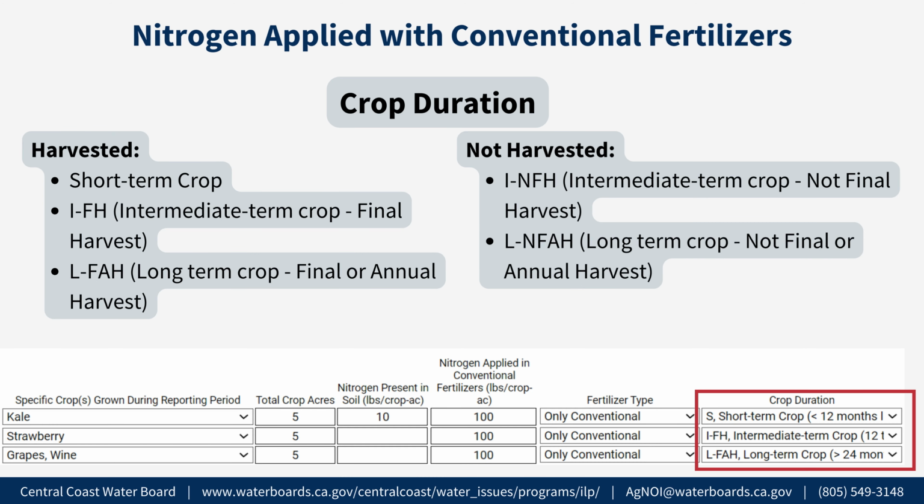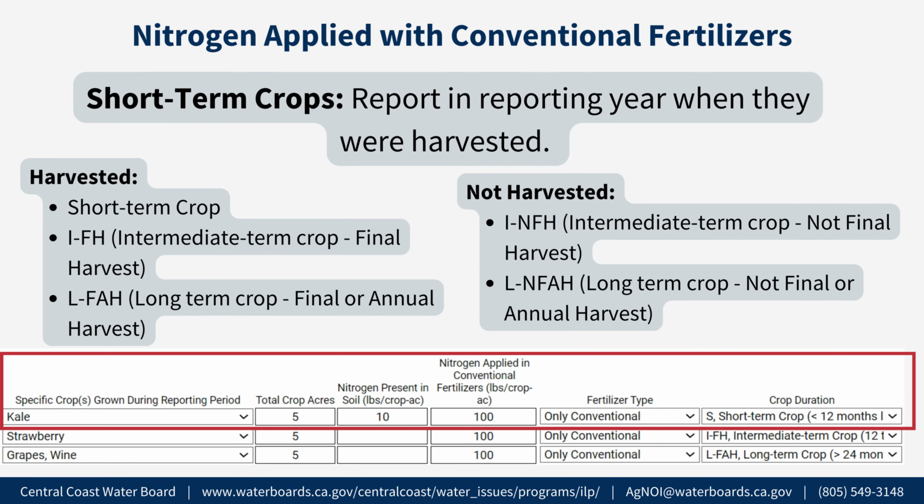Select the crop duration from the drop-down selections. Short-term crops like kale, broccoli, or cabbage should be reported in the reporting year when they were harvested, finally harvested, or killed.